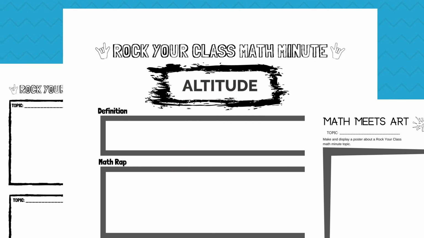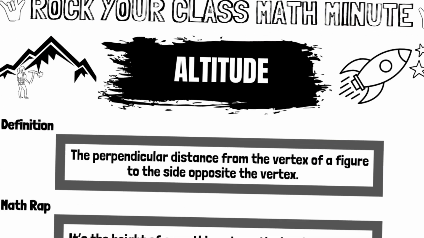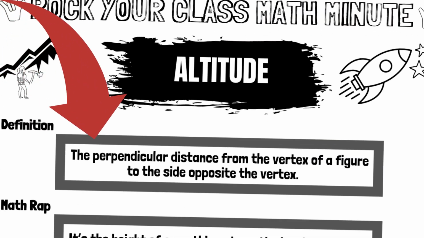Altitude. What does the dictionary say? The perpendicular distance from the vertex of a figure to the side opposite the vertex.